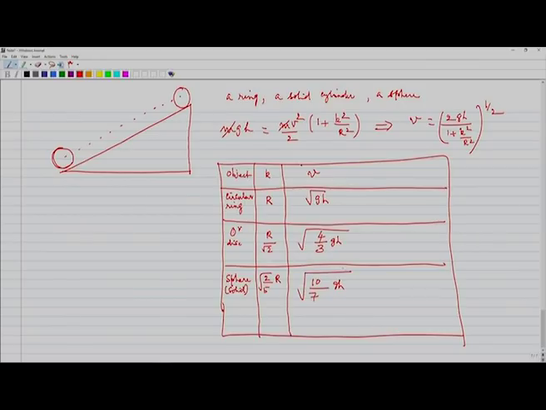So you realize that even though all these objects, ring, solid cylinder and sphere, have the same radius r, you will find that the solid sphere, when it comes to the bottom, will have the greatest velocity. Greatest velocity is for the solid sphere. Therefore, greatest kinetic energy.